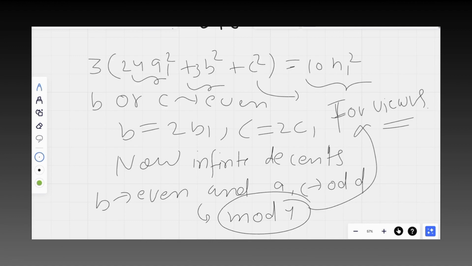Also the third case, when C is even and A, B odd, here also mod 4 works. This I am also leaving for viewers.